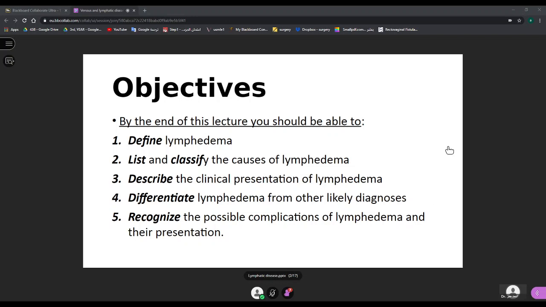So in this lecture, we'll be talking about lymphedema. Mainly, we'll be talking about lymphedema definition, classification, etiology, and differential diagnosis. Okay.